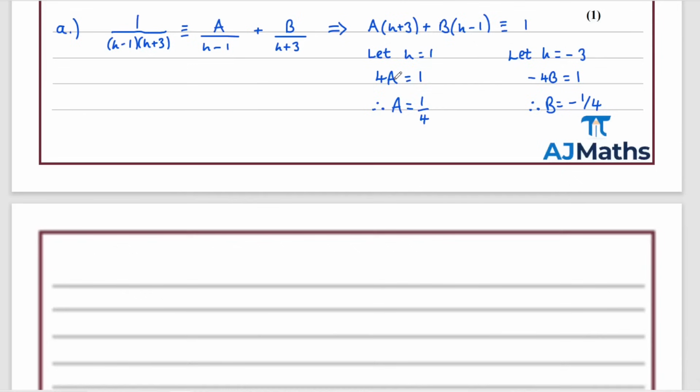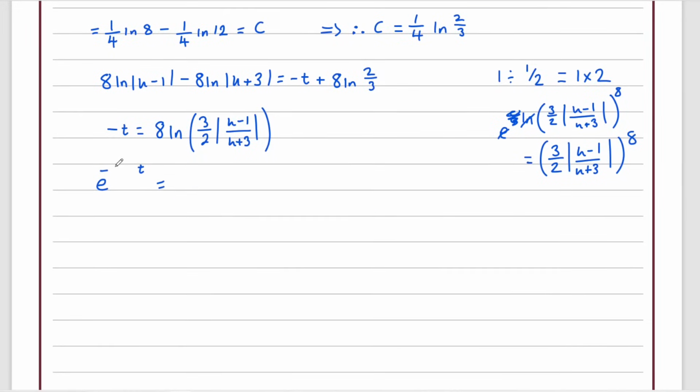Yeah, that's the same as 1 over 8. So that's minus 0.125t there. And that's equal then to 3 over 2, h minus 1 over h plus 3. Okay, obviously we don't need the modulus anymore because we don't have the natural logarithm.